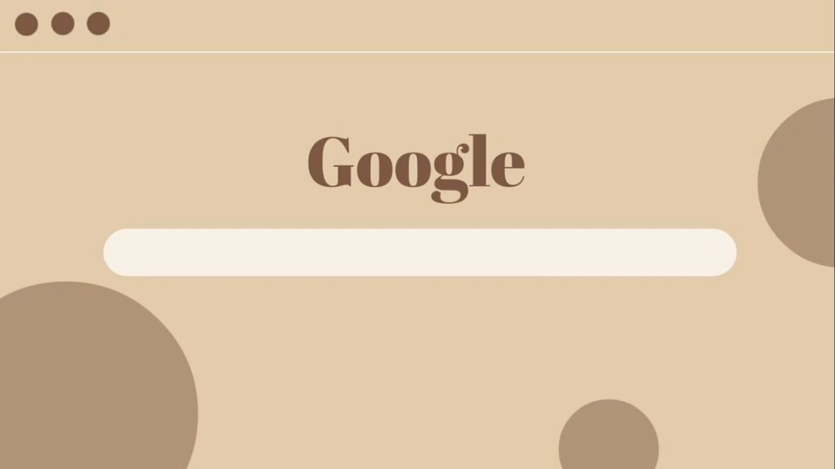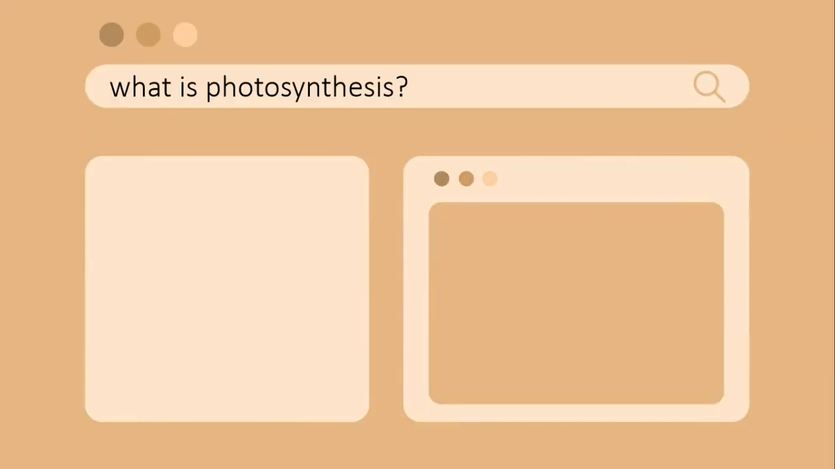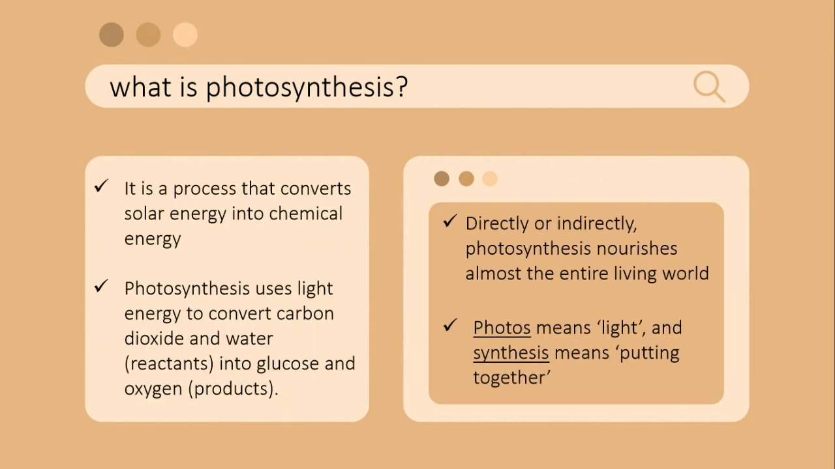Hi, today in this video, we will talk about the light reaction in photosynthesis. First, what is photosynthesis? I'm sure you're already familiar with this, so we will just have a brief discussion. Photosynthesis is a process that converts solar energy into chemical energy.